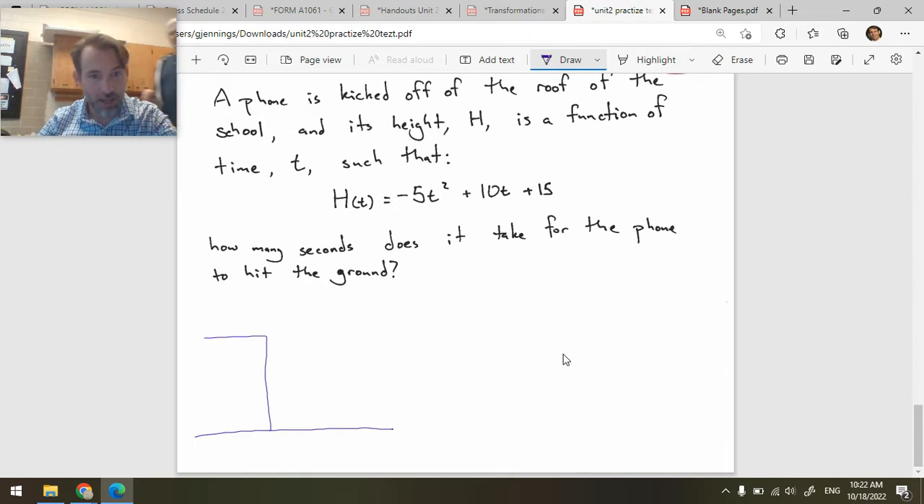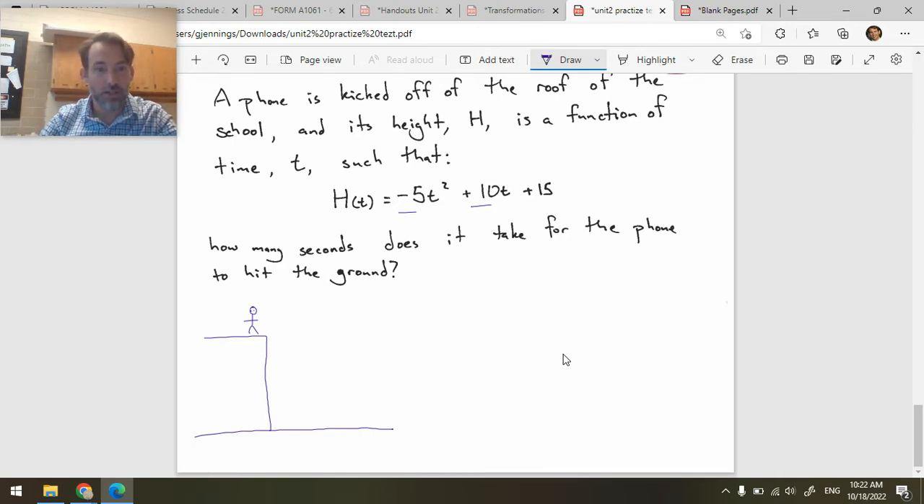All right, so we have some mischievous person there. We got a mischievous passer-by there, and he's going to kick the phone. It has a negative a value. That means it opens downwards. And that doesn't surprise us because gravity. It's not going to go up like that unless someone has a reverse gravity spell.